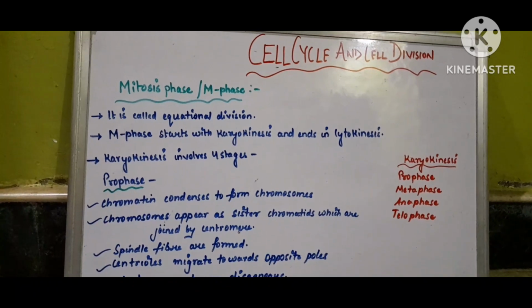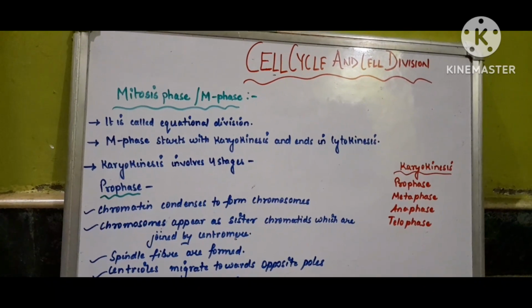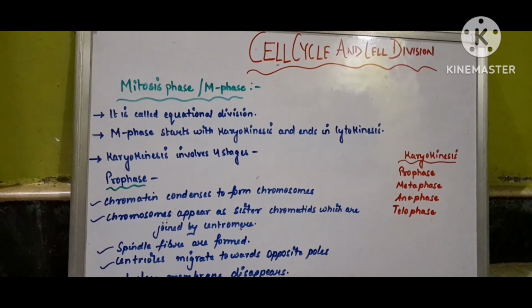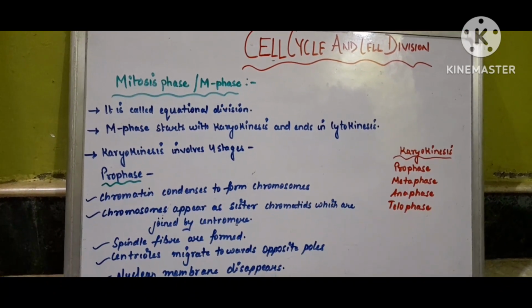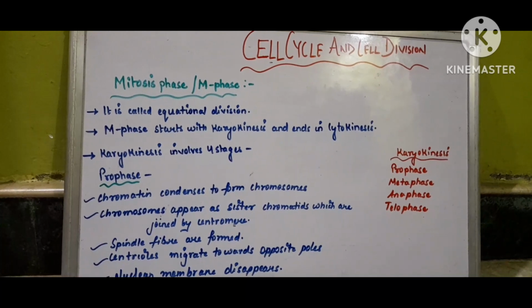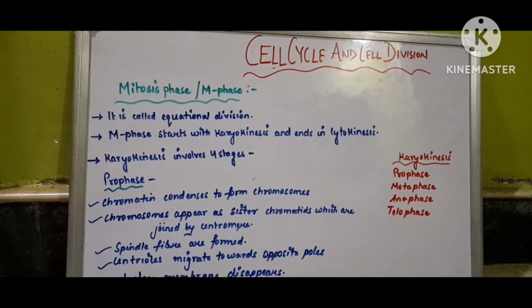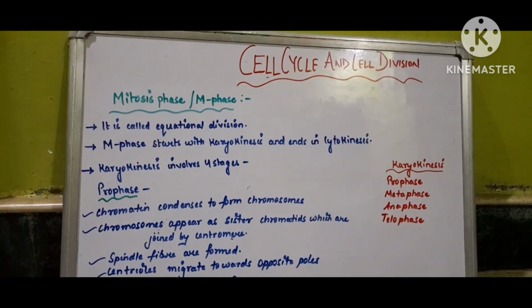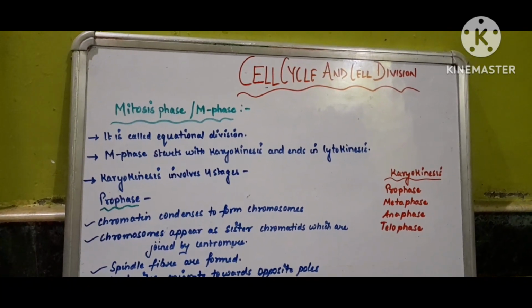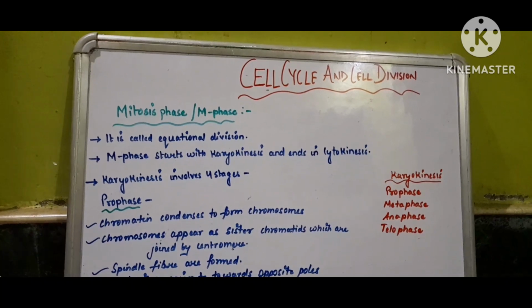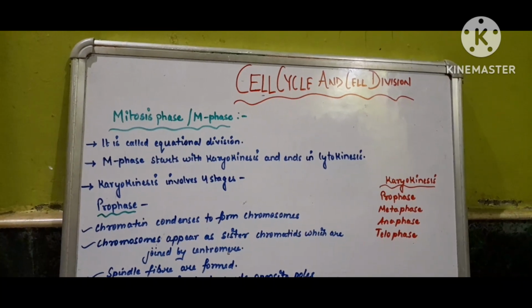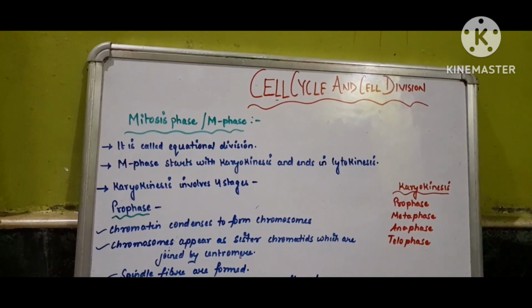But generally mitosis takes place in diploid cells, except for some few lower organisms. M phase starts with karyokinesis and ends in cytokinesis. So mitosis phase starts with karyokinesis. Karyokinesis means division of the nucleus, and it generally ends in cytokinesis, where the cytoplasm divides and finally two new daughter cells are formed.